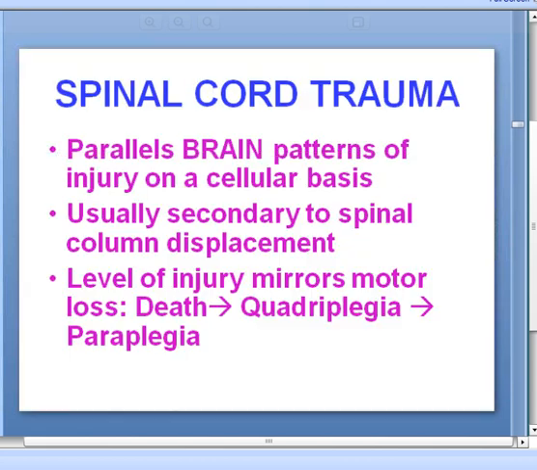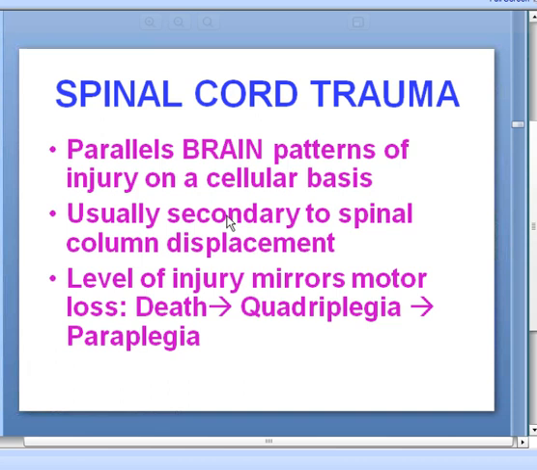Okay, now we don't want to neglect the spinal cord. We talked about all kinds of brain injuries, so let's talk about spinal cord trauma. When we talk about the actual patterns on the histologic level, it pretty much parallels what we see in the brain. So you could have trauma, tumor, inflammation, hemorrhage, edema, all that good stuff.